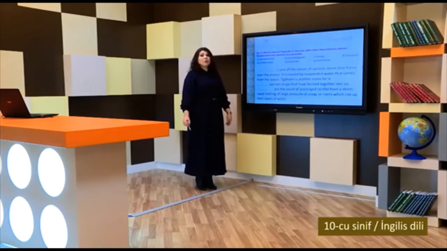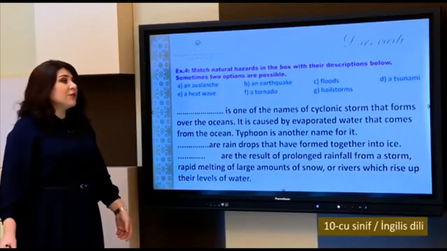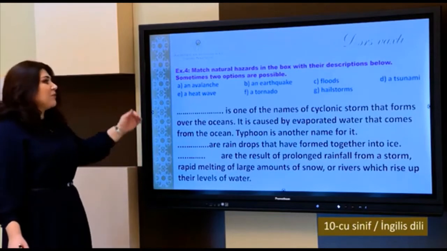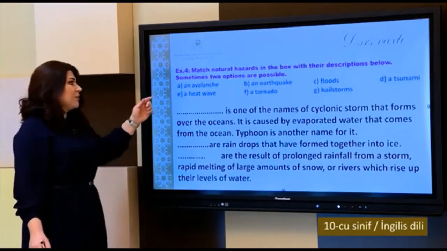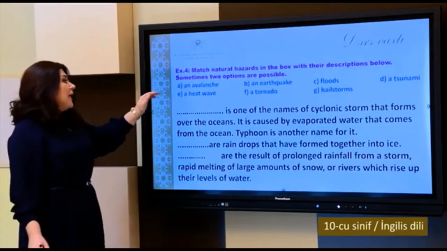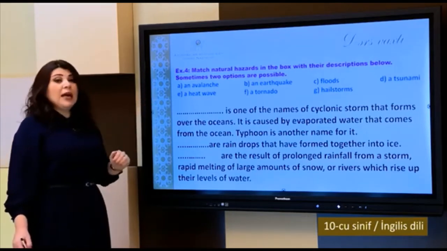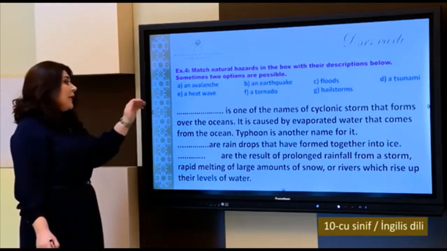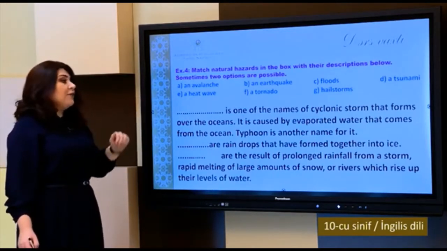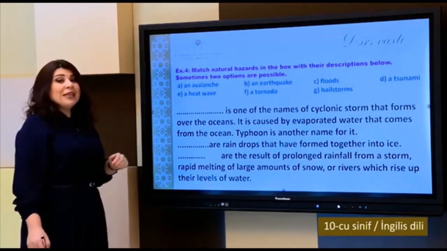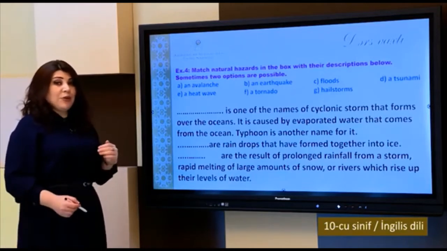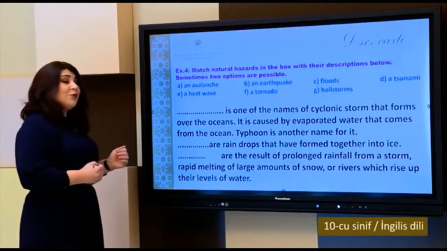Okay, let's continue. We have exercise number 4. We have to match natural hazards in the box with their descriptions below. Sometimes 2 options are possible. So what words do we have? A, an avalanche, B, an earthquake, C, floods, D, a tsunami, E, a heat wave, F, a tornado, and G, hailstorms.